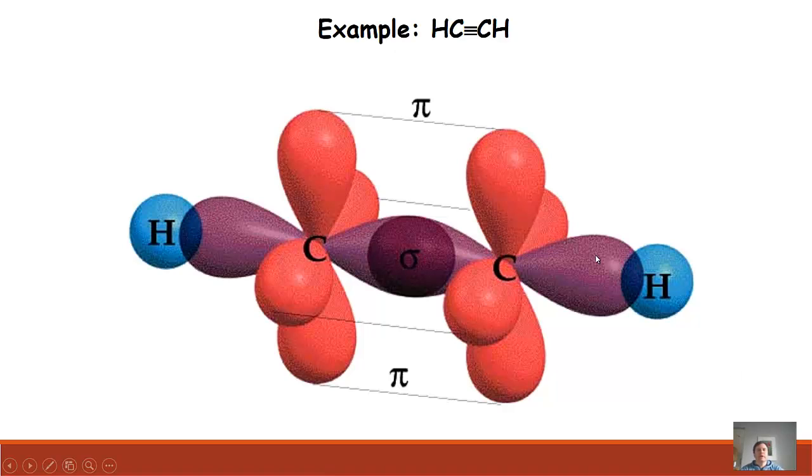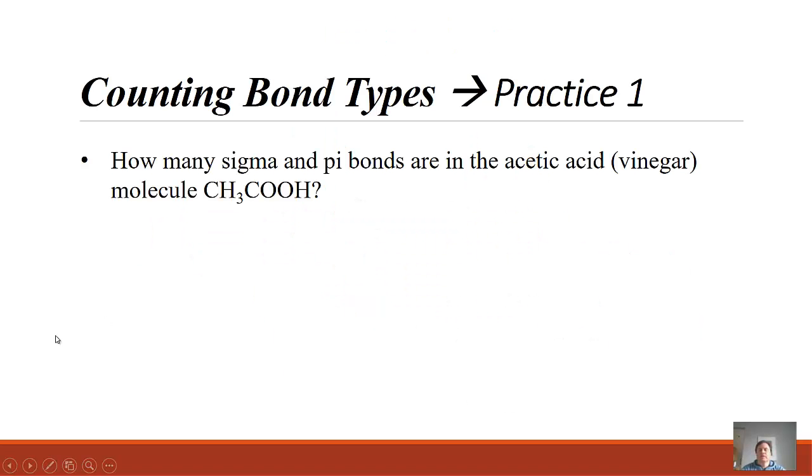Okay, so here we go. Here's our sigma bond here. This would be a sigma bond there as well. And then here's our pi bond up. It's a triple bond, so one sigma bond there, and then here's one pi, there's our other pi bond. So this bond right here is made up of one sigma and two pi bonds.